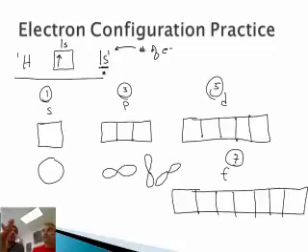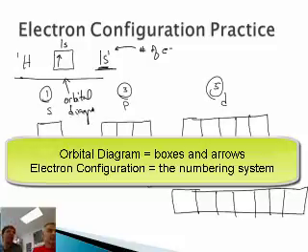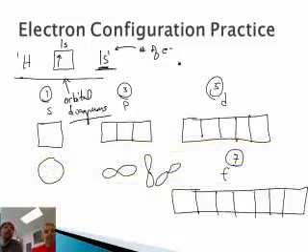So real quick for a clarification, when you're drawing the boxes, those are called orbital diagrams. And when you write the 1s1, that's called the electron configuration. So when you're asked for this on your test, when it says draw the orbital diagrams, that's the boxes and arrows. When it says electron configuration, that's the 1s2, 2s2, 2p6, all that stuff that you'll see here in a minute. Okay, let's do some more.